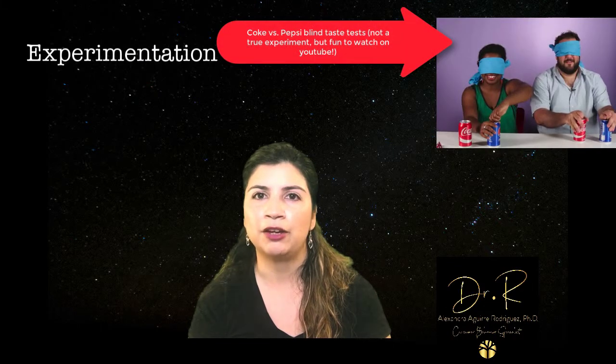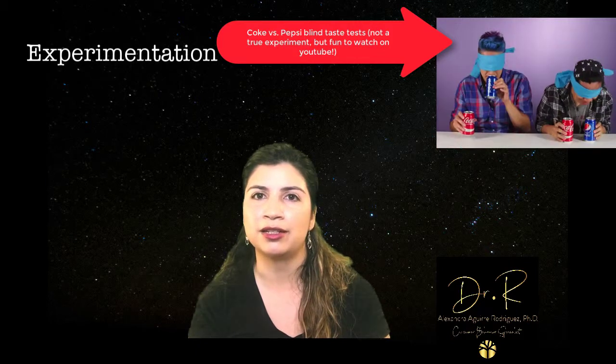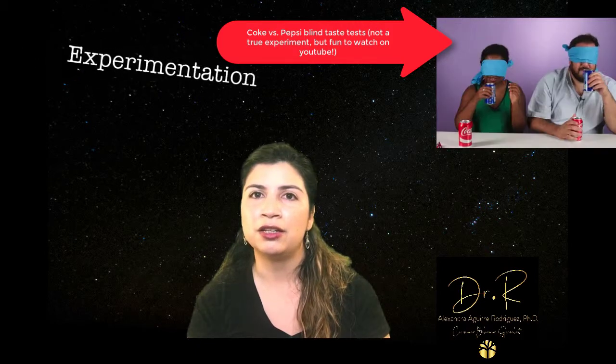And lastly, we have experimentation, which attempts to understand cause and effect relationships by carefully manipulating independent variables to determine how these changes affect dependent variables. And this includes lab experiments and field experiments.